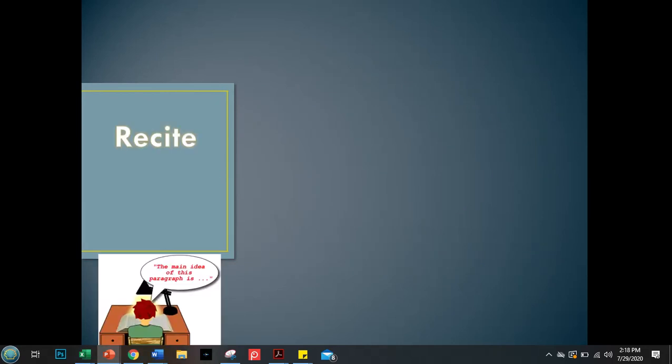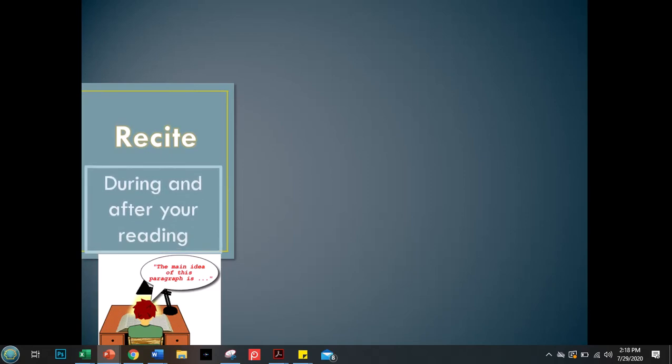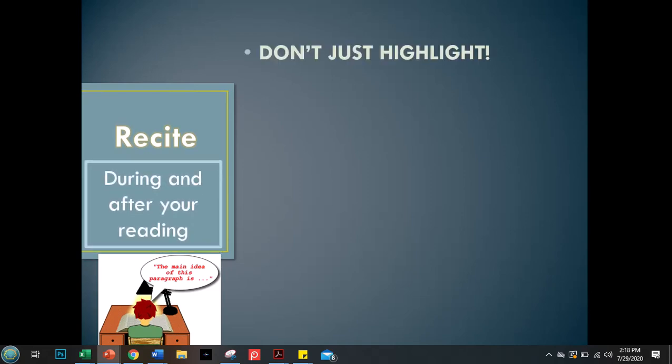So the other R is recite. This is during and after the reading. I cannot tell you this enough times. Don't just highlight. You should highlight or underline, but don't highlight too much and don't over highlight. Sometimes I look at my students' books and they're like a whole page full of pink or a whole page full of yellow. That's not going to be helpful because then everything's in color and the main ideas don't stand out. So try to summarize what you've read instead.